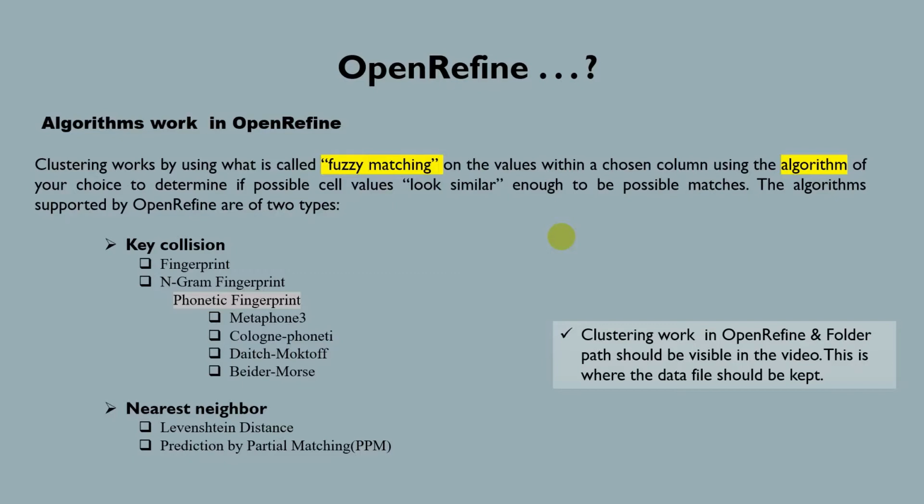The algorithms supported by OpenRefine are of two types: key collision as well as nearest neighbor. Key collision has 6 parts and nearest neighbor has 2 parts. For clustering work in OpenRefine, the folder path should be visible in this video. So yeah, this is where the data file should be kept. Now I'm going for the practical. First, I will show the data set that I downloaded and kept in the location shown on my laptop.